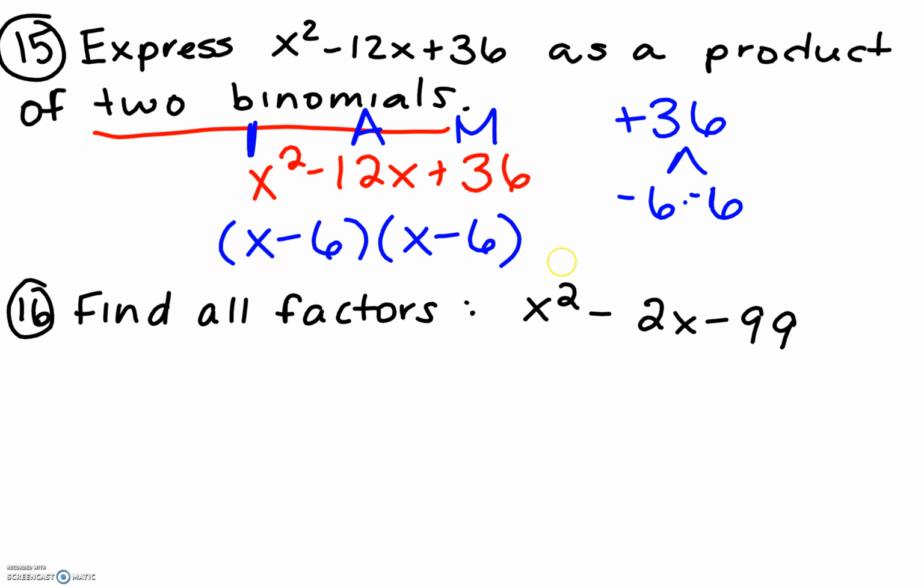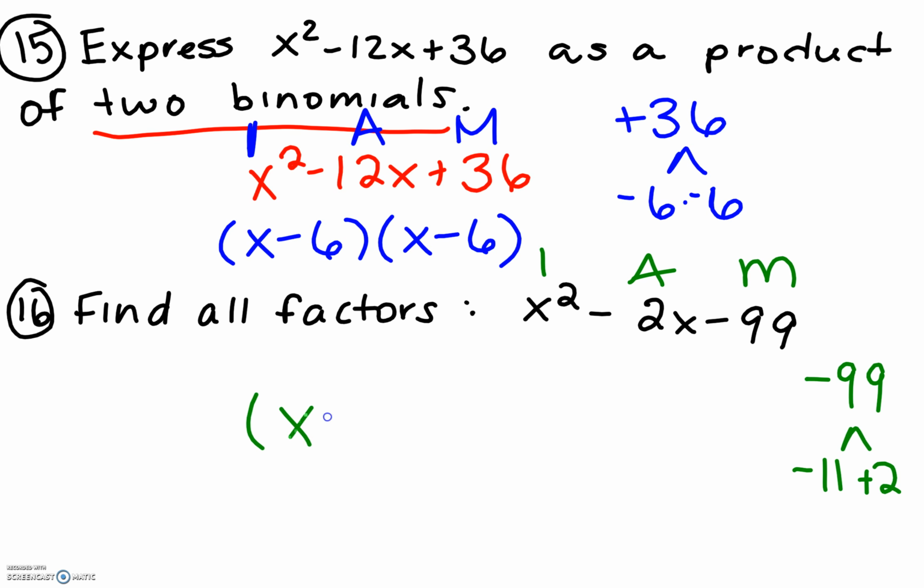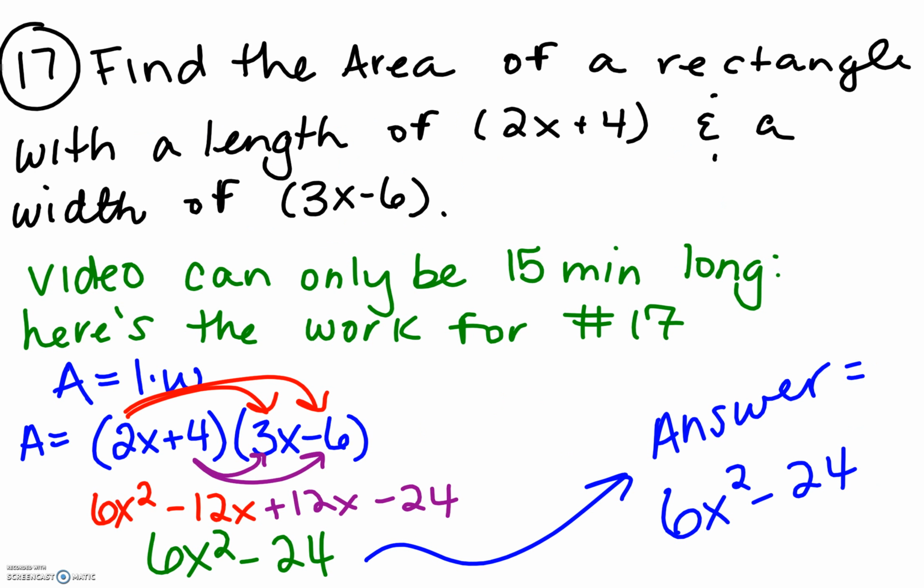16, again, we have a trinomial with a leading coefficient of 1. So we want two numbers that multiply to negative 99 and add up to a negative 2. So we have a negative 11 and a positive 9. Once we have our two numbers, we're just going to place them in the factor bubbles. And here's the answer for number 17.